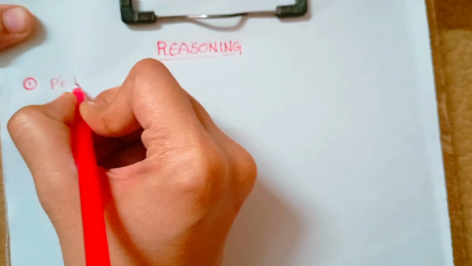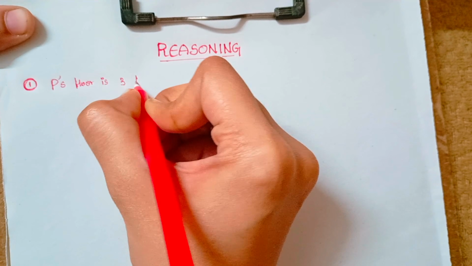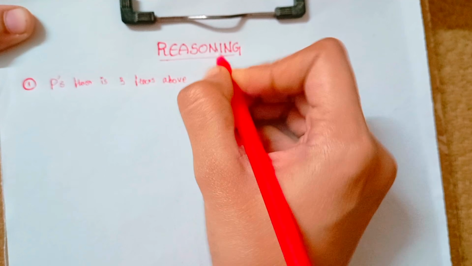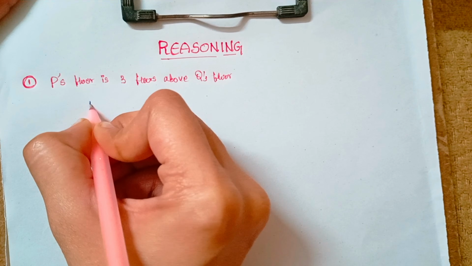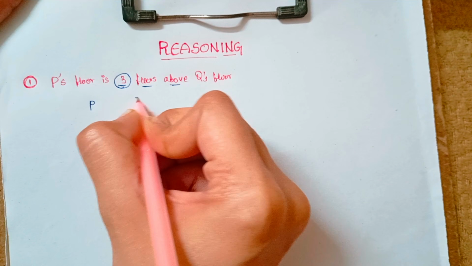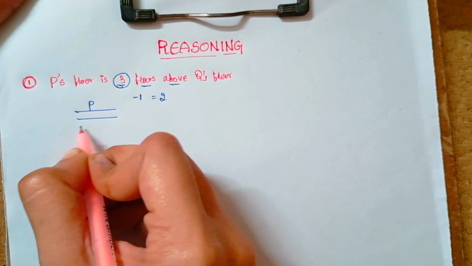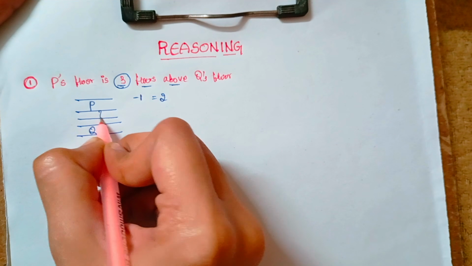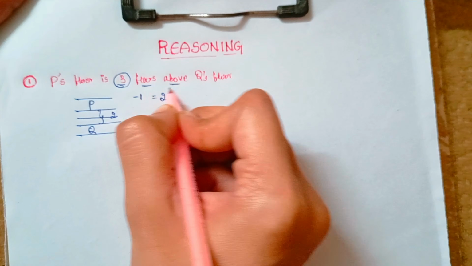First statement: P's floor is 3 floors above Q's floor. Whenever you see a statement like this, many floors above a particular floor, just blindly remember that minus 1 of that number is the gap between those two. That means 3 minus 1 equals 2, and there should be a 2 gap between P's floor and Q's floor. It is already mentioned that P is above Q, so P, 2 gap, and Q. So this should be the format. I hope you got this.